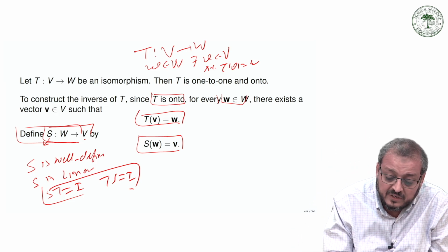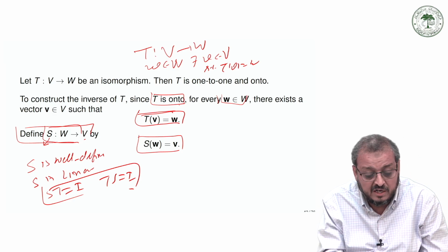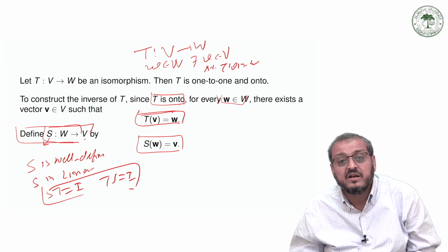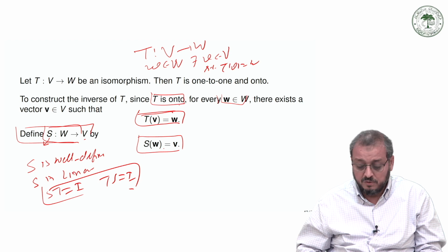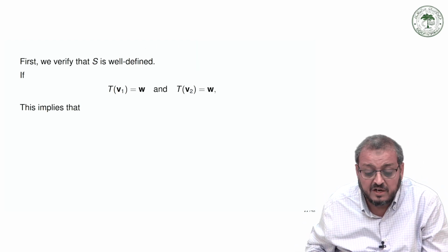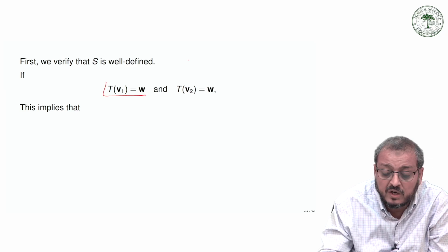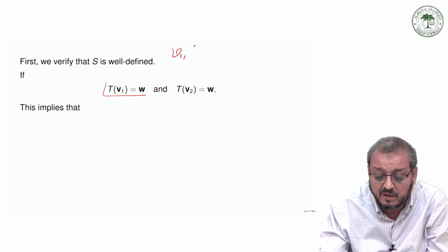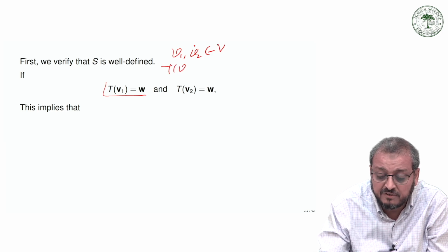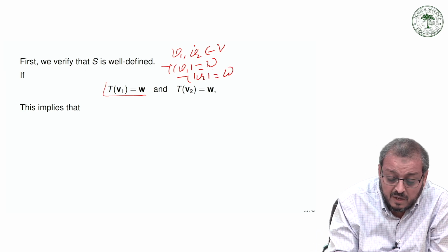So by ontoness we can say that T of V is equal to W. Now we define a new map from W to V, which we can write as S of W is equal to V. First we try to show that S is well defined. Because T of V1 and V2 are two elements, V1 and V2 are elements of V, then by the definition T of V1 is equal to W, and T of V2 is also equal to W.